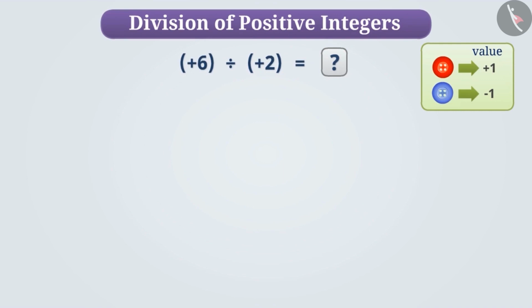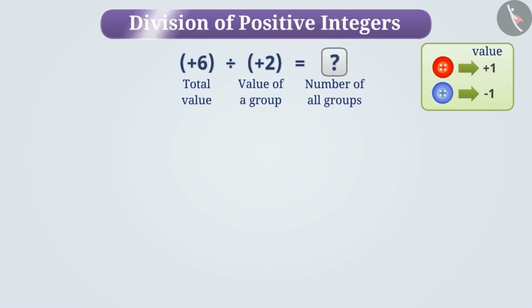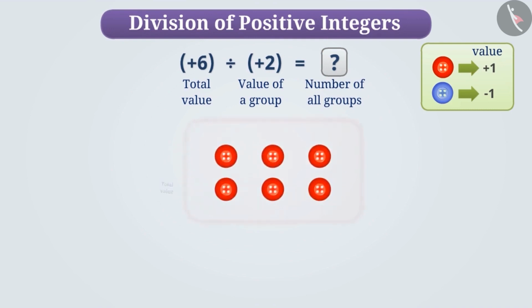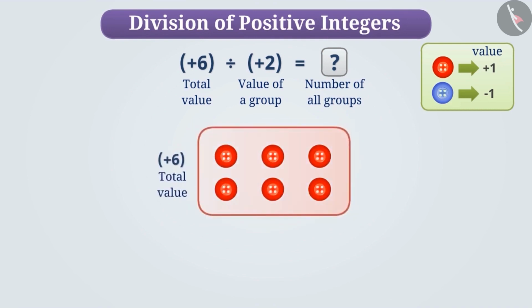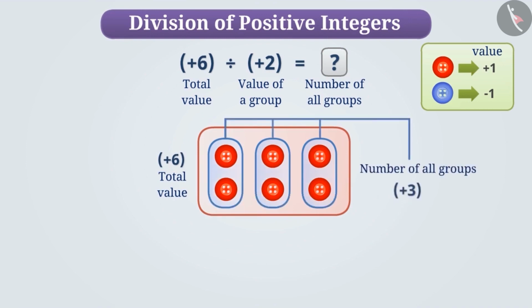Suppose we want to find out what will be the quotient of +6 divided by +2. We have to find how many groups of +2 will be there in +6. So let's find the quotient. If we keep 6 red buttons, their total value will be +6. If we make groups of 2 red buttons, we will get 3 such groups. Here the value of each group will be +2. We can say that there will be 3 groups of +2 in +6. That is, +6 divided by +2 is equal to +3.